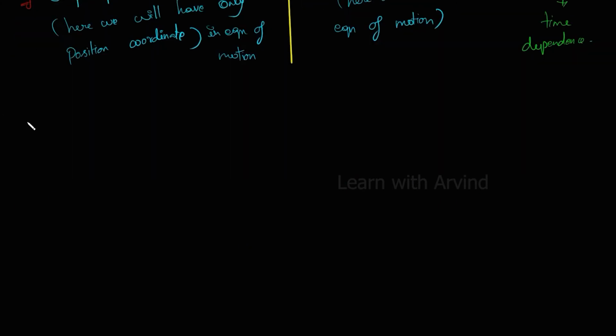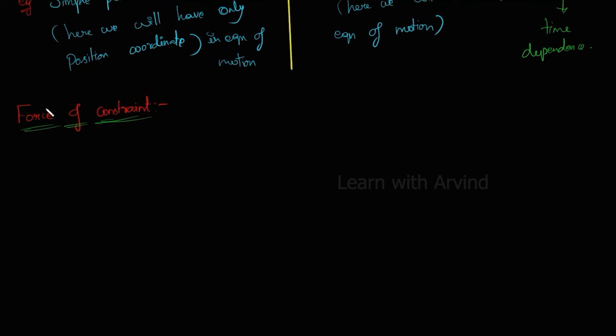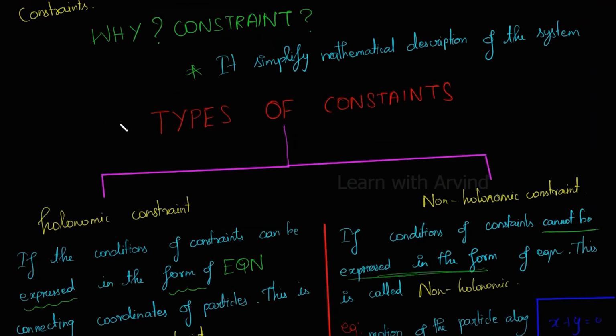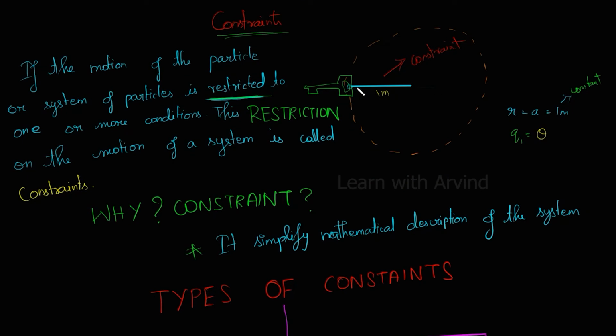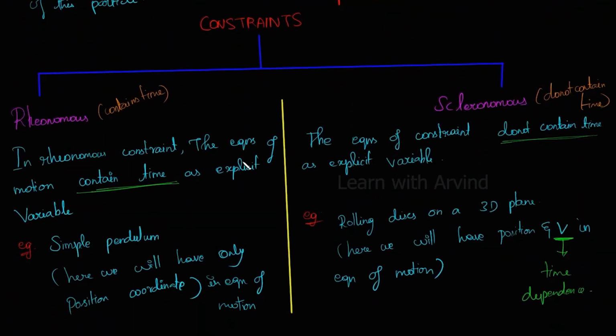Now we will be discussing about force of constraint. Consider this example we saw before. Here the force which keeps this particle, which restricts this particle, this is what we mean by force of constraint. Here it is the tension force along the string. So the tension is the force of constraint in this case. Now we will be defining this force of constraint.